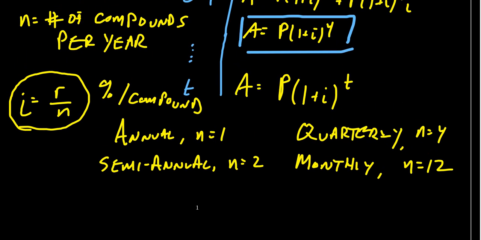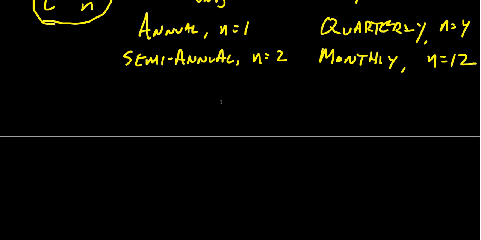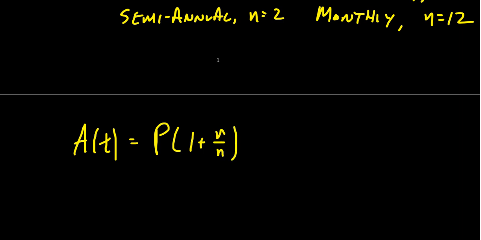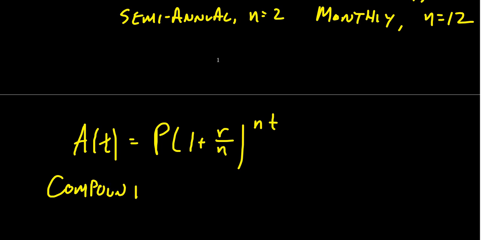But when you take this formula we see right here and combine it with this one right here, we see the following formula. We're going to get A of t. So we're treating this as a function with respect to time. You're going to get P times (1 plus r over n) to the power nt. And this right here is referred to as our compounded interest formula.